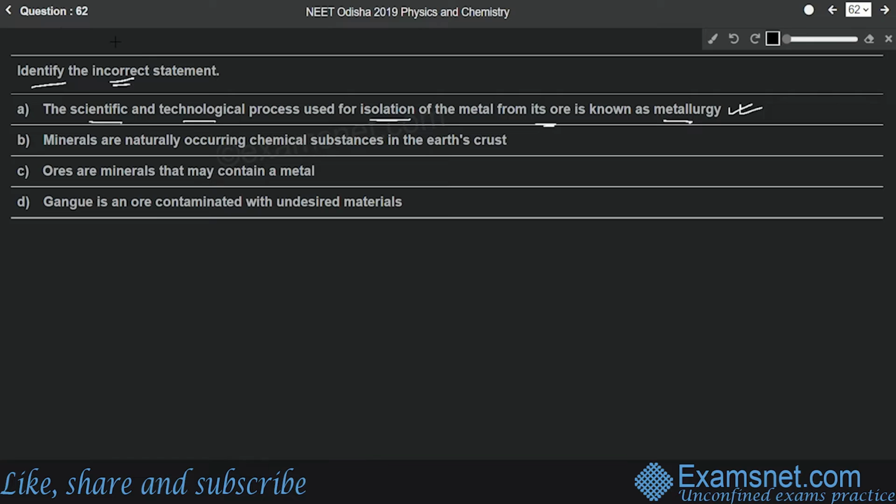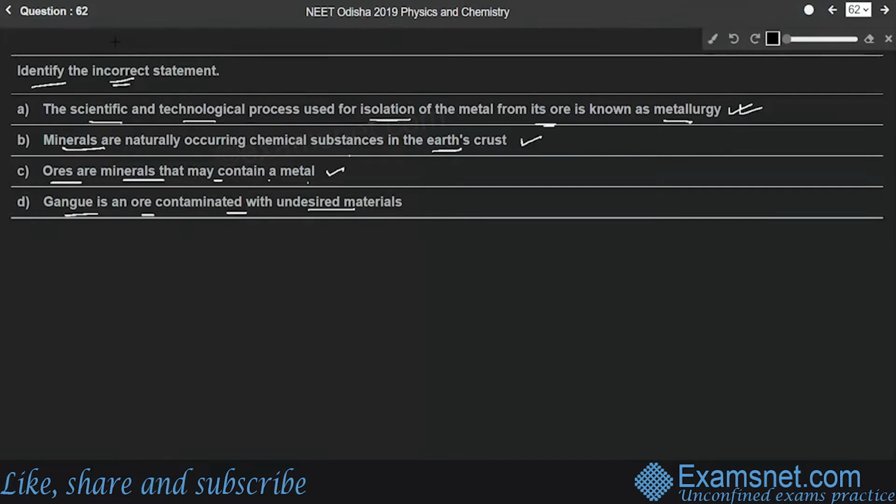Okay. Second statement says minerals are naturally occurring chemical substances in the earth's crust. So this is also right, we know. Okay, these occur naturally in the crust of the earth. Now, third statement says ores are minerals that may contain a metal. Now this is again a correct statement because we extract metals from ores only. Okay. And the last statement says gangue is an ore contaminated with undesired materials.